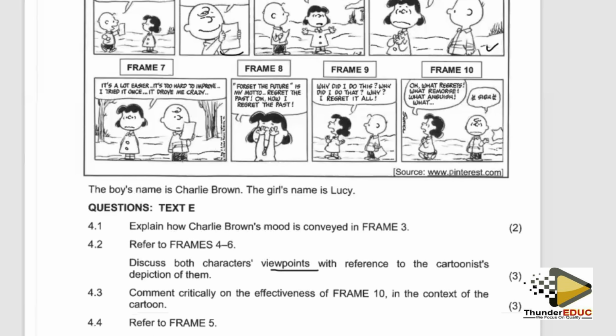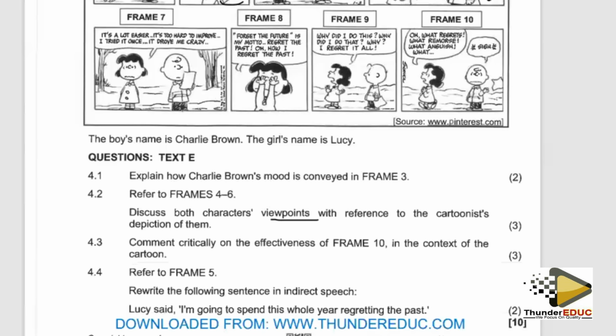And it says, comment critically on 4.3 on the effectiveness of frame 10 in the context of the cartoon. Frame 10 is the last frame. "Oh, what regrets, what remorse, what anguish, what?" And then Charlie doesn't say anything, he sighs. Frame 10 is the closing frame. And now we are going to talk about frame 10, showing that their viewpoints remain the same. They do not change.